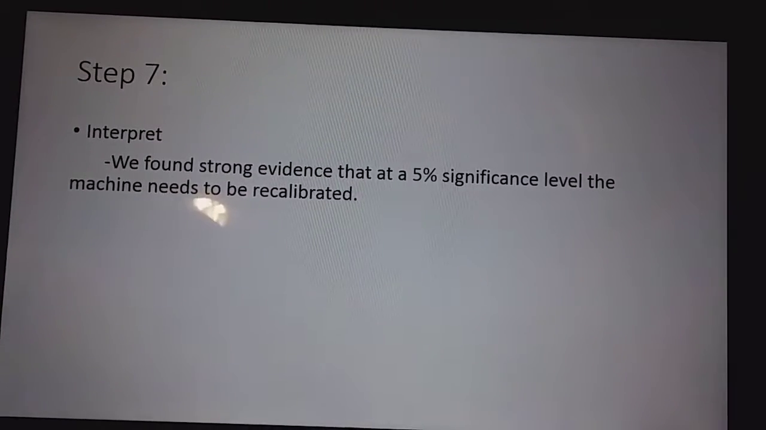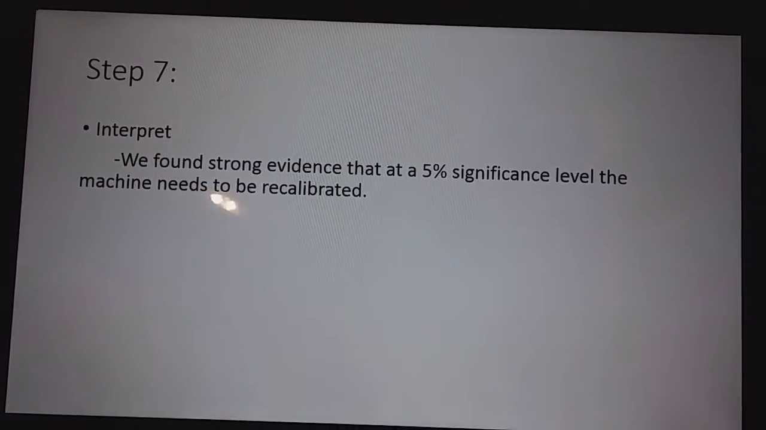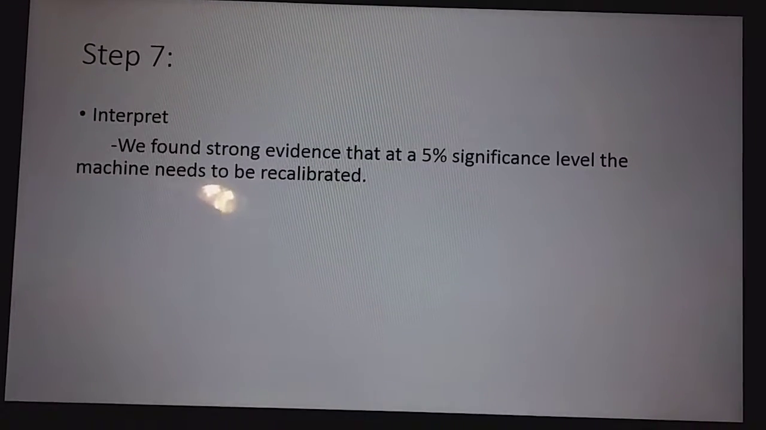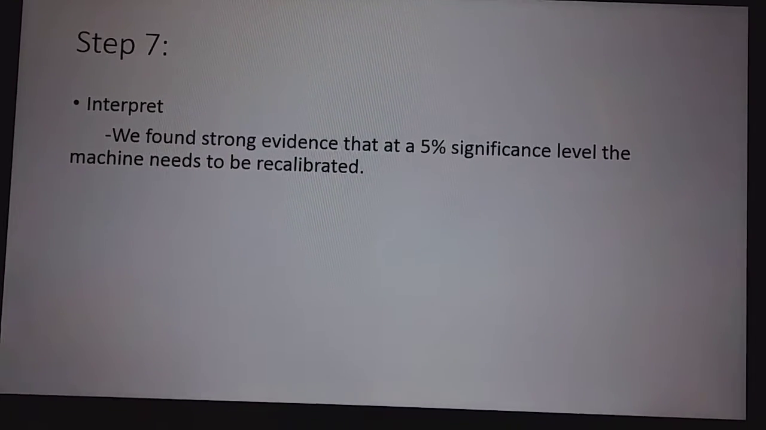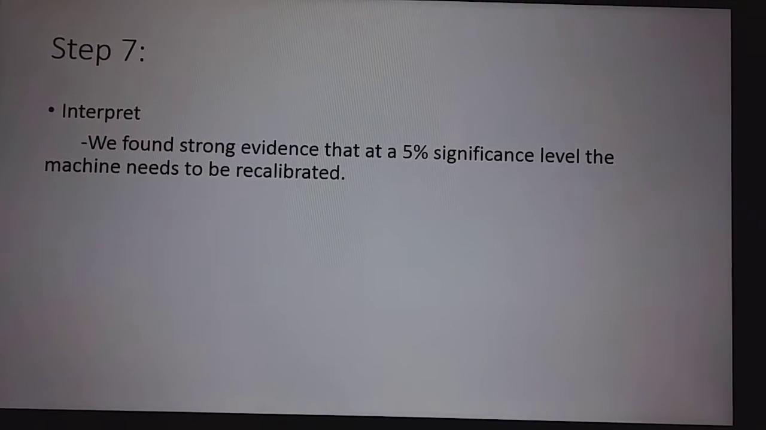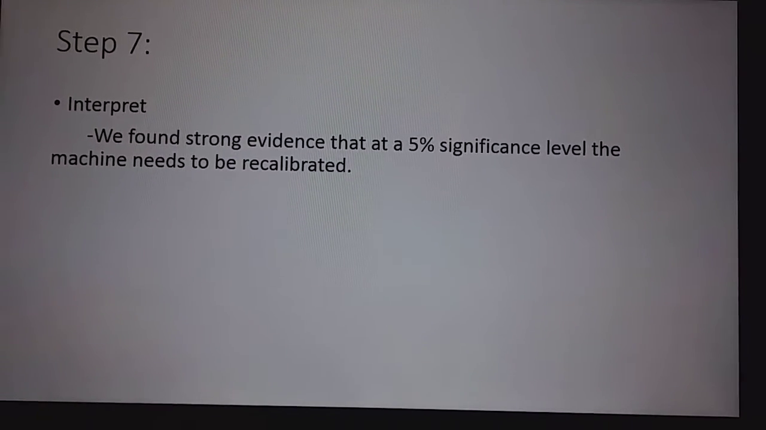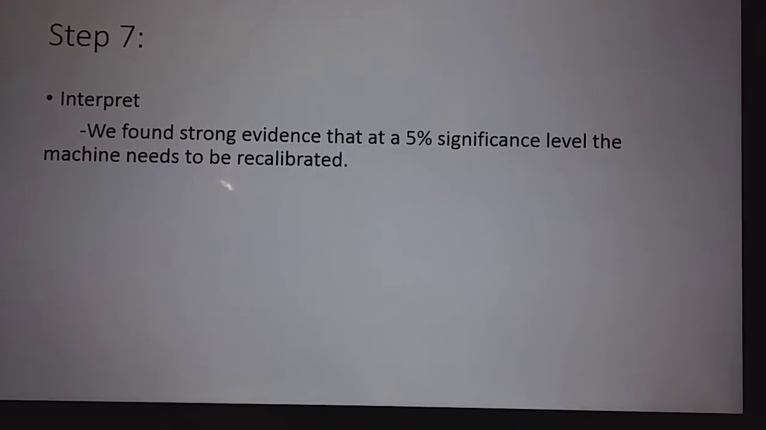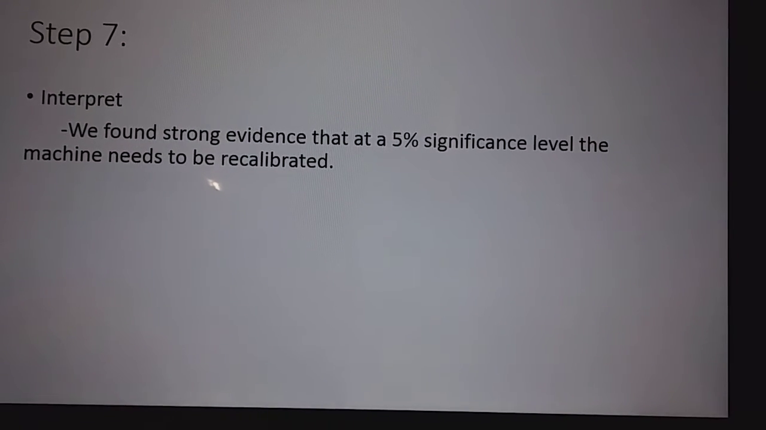And lastly, step 7 is to interpret your results. So in our case, we found strong evidence at the 5% significance level that the machine needs to be recalibrated. And those are the 7 steps on how to conduct a hypothesis test.